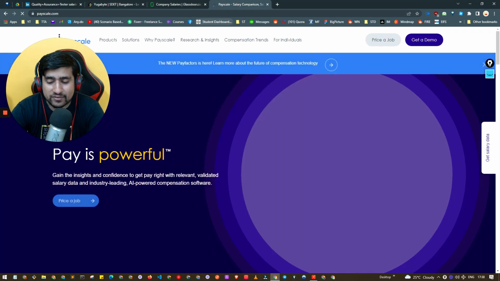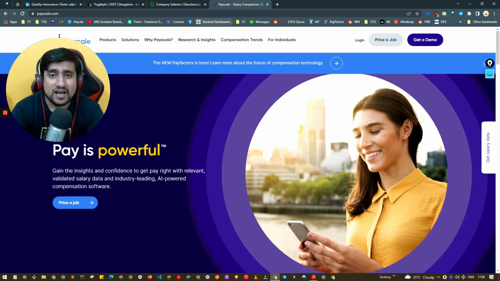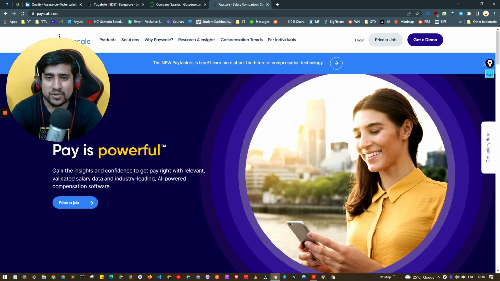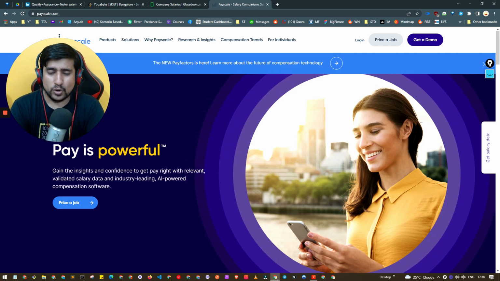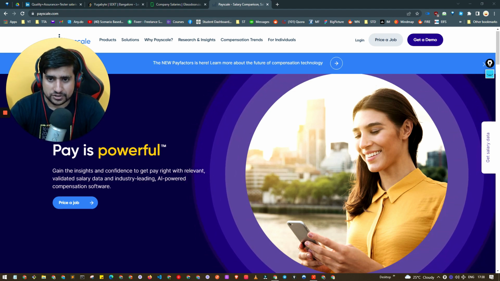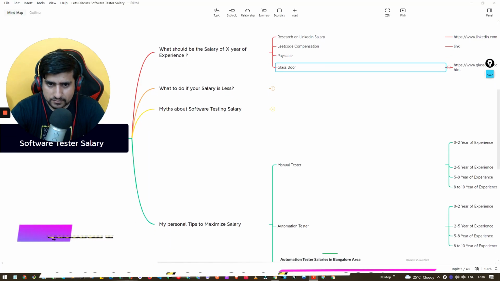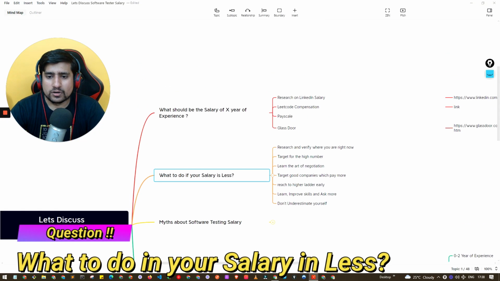Don't ask everyone, because everyone has a different salary, and they can be in the lower band, upper band, or middle band, anywhere. So you have to do your own research. Amazing, right? Awesome.